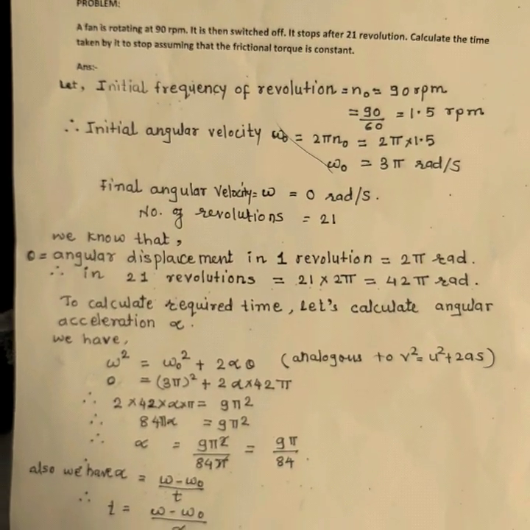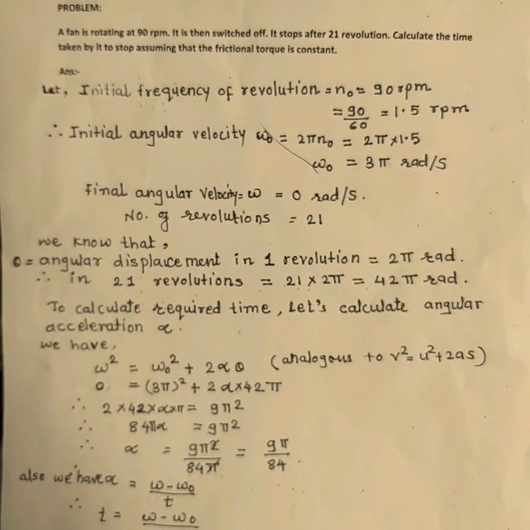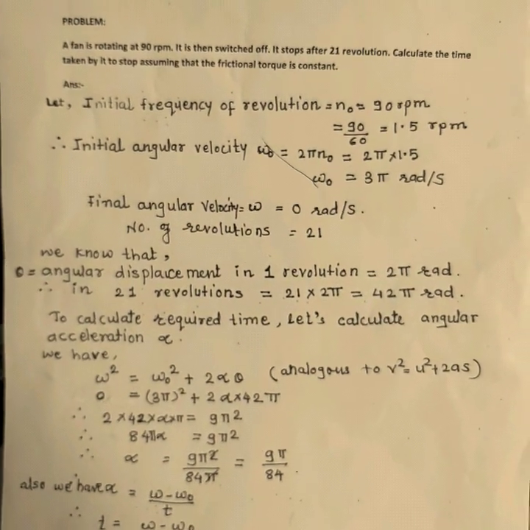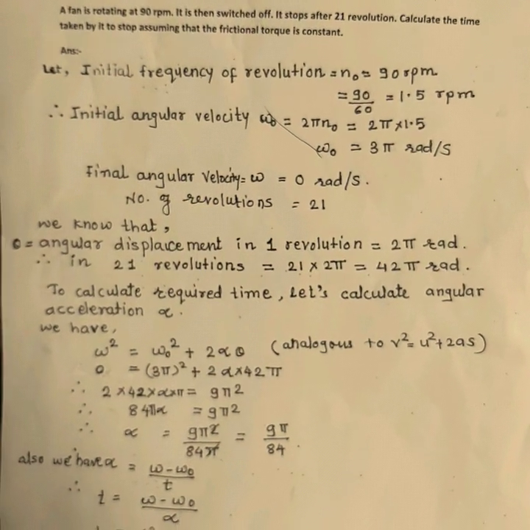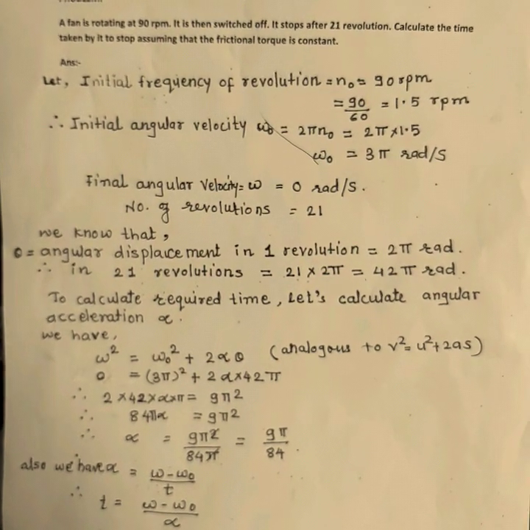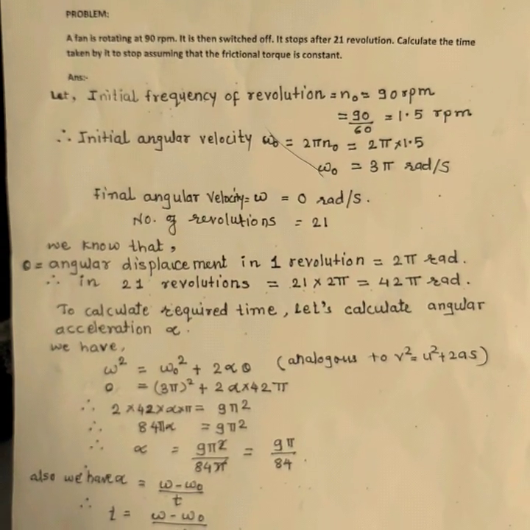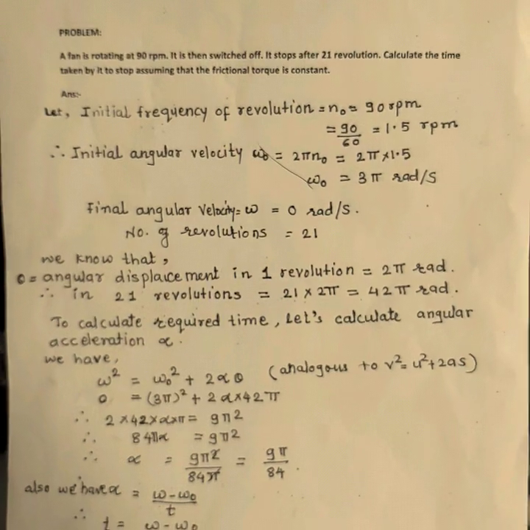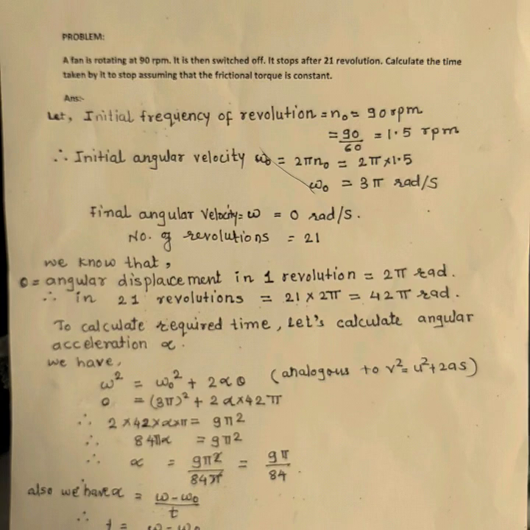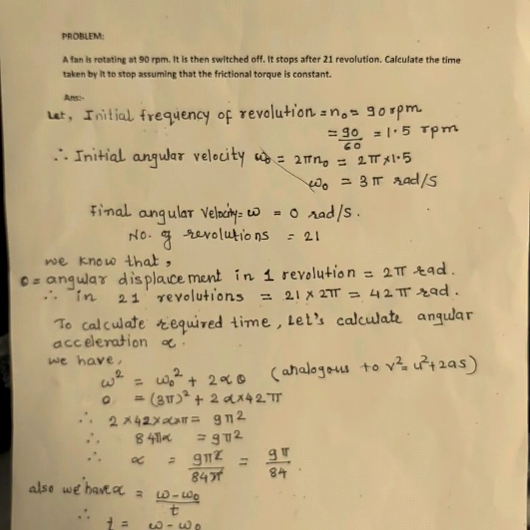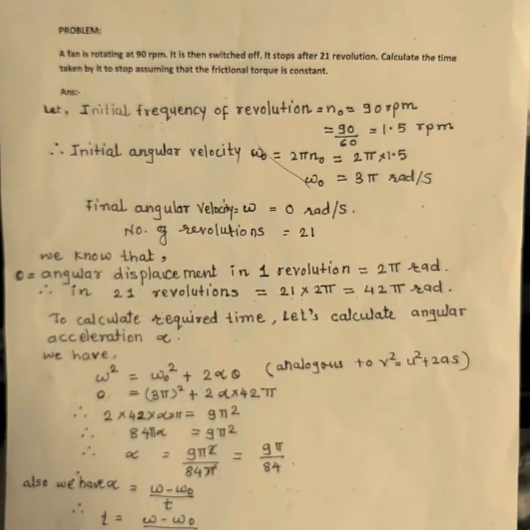Let's solve this sum. Initially, the frequency of revolution, let it be equal to N0, is equal to 90 revolutions per minute, which is equal to 90 by 60 revolutions per second, which is equal to 1.5 revolutions per second. Here it should be RPS. By mistake, here it is written RPM. So students, correct it. It is revolutions per second.